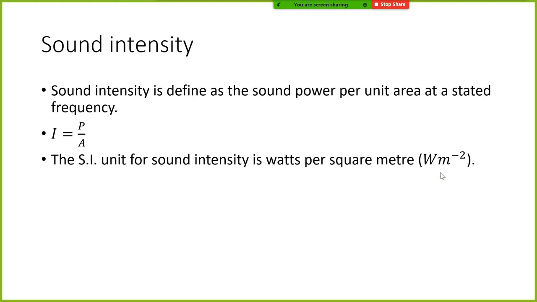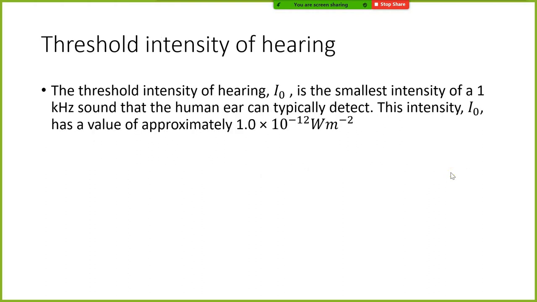The threshold intensity of hearing. We'll talk about the threshold intensity of hearing. That is the smallest intensity of a 1 kilohertz sound that the human ear can detect. We must know how to define this, and we must know the value as well for threshold intensity of sound. So that is the smallest intensity of sound that the human ear can detect.